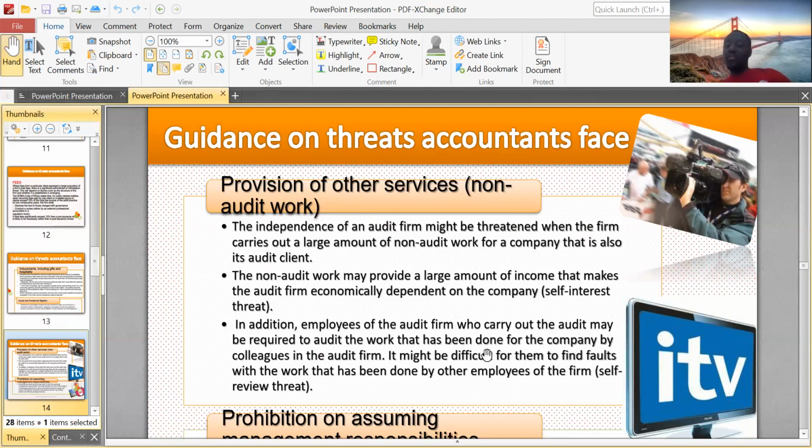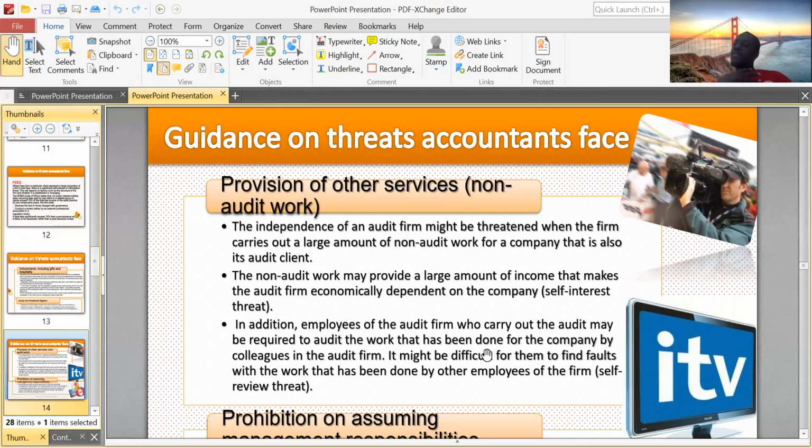So basically, when an audit firm is providing other services that are non-audit services for a client it audits, it creates independence threats. So how does it create independence threats? The non-audit work may provide a large amount of income that makes the audit firm economically dependent on the company. So there's a self-interest threat there.